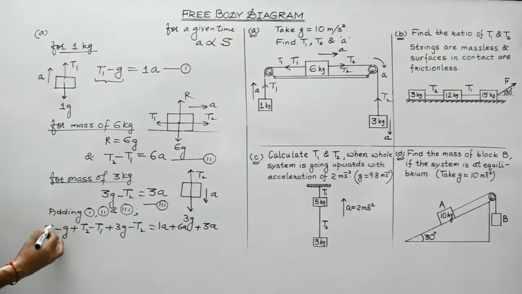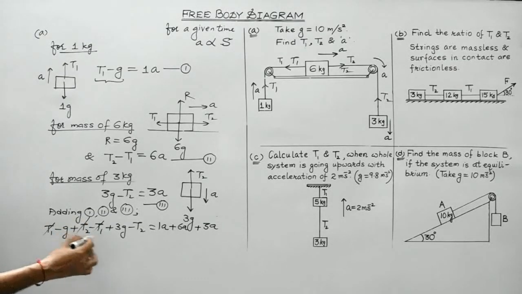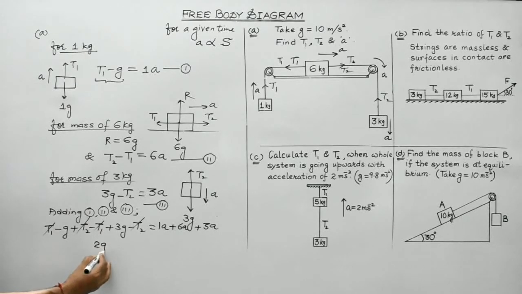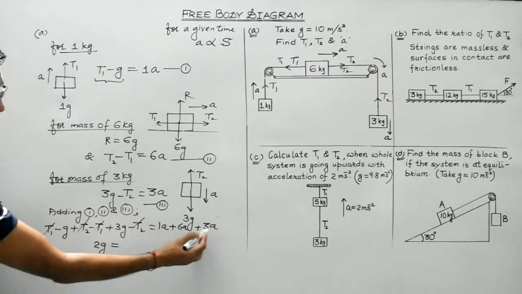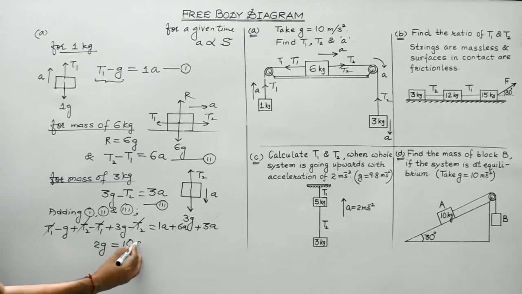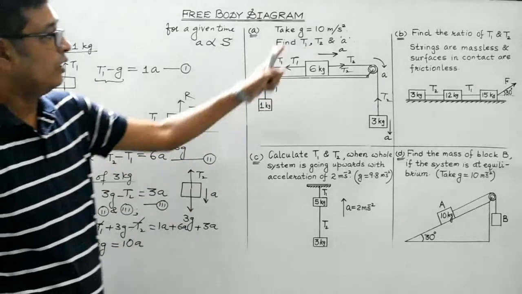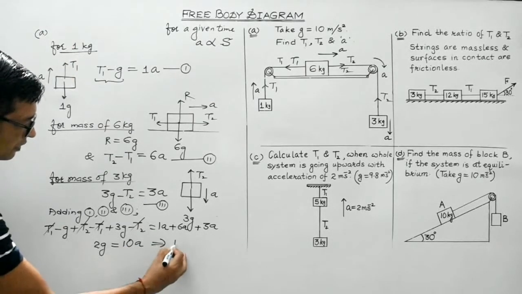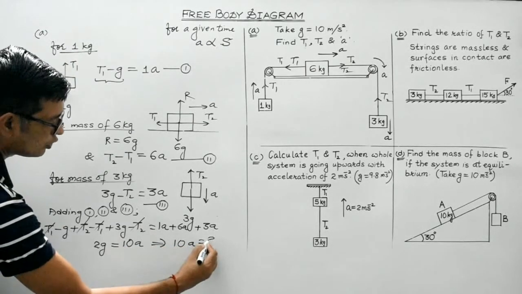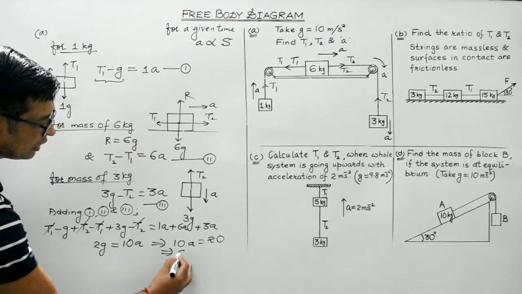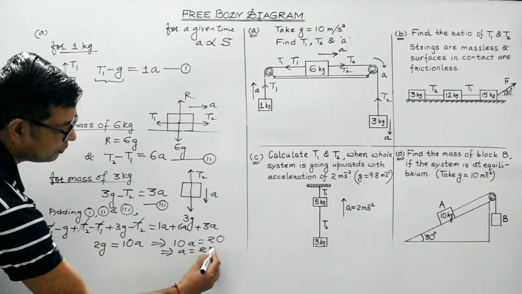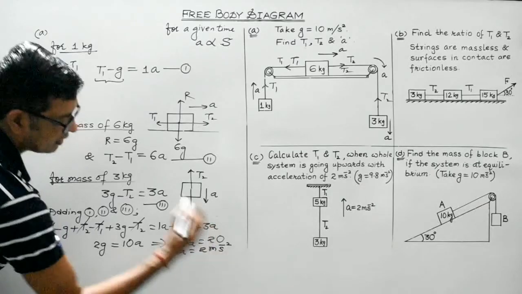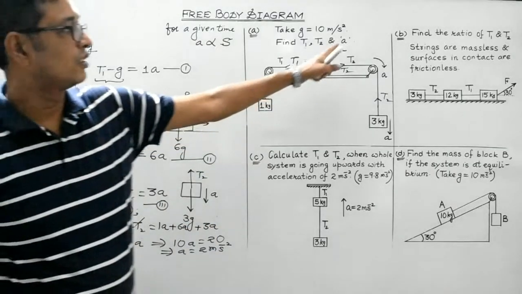So what we get is T1 minus T1 gets cancelled, plus T2 minus T2 gets cancelled. So 3G minus G is 2G, and it is equal to 6, 7, 8, 9, 10A. Right? The value of G here is to be considered as 10. So what we get is 10A is equal to 20. Therefore, A is equal to 2 meter per second square. So this is the answer of the first part.